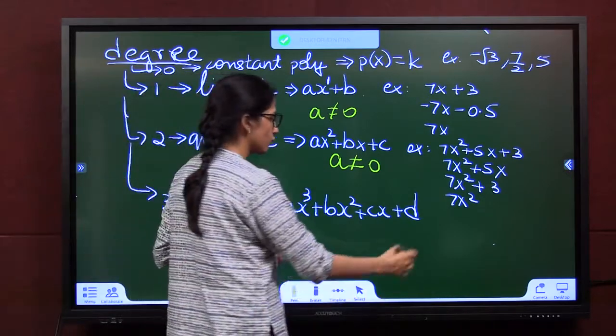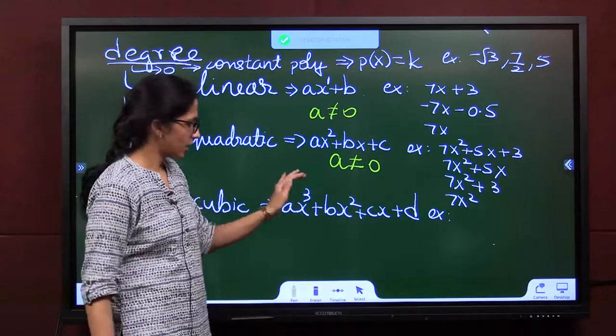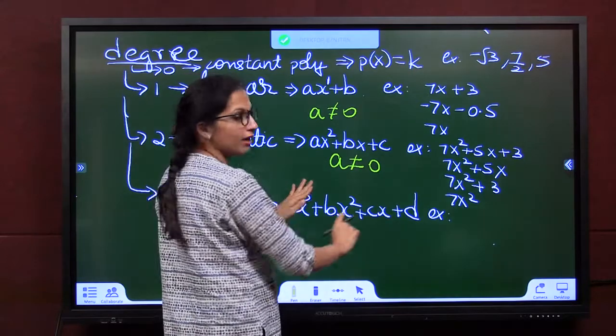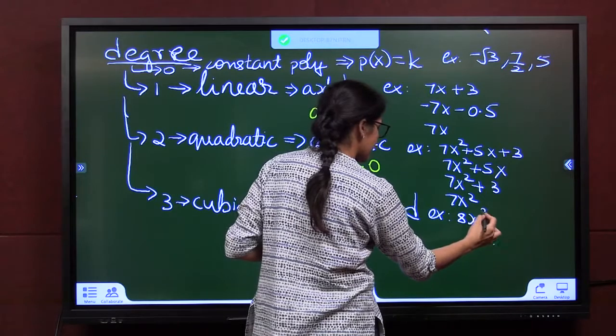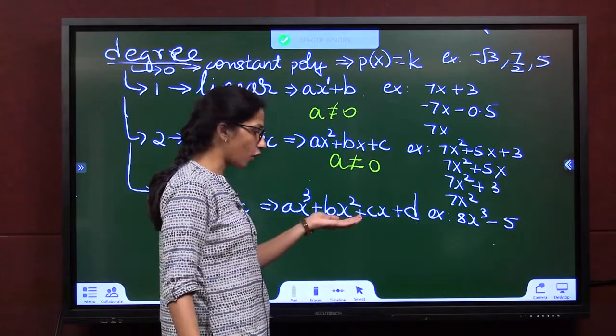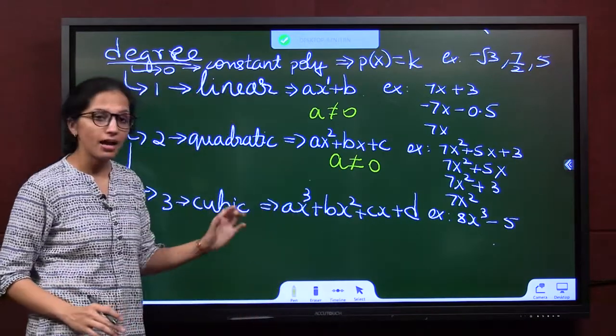Same method, you cannot have a0, because if I make a0, this will vanish. Then the expression becomes a quadratic polynomial, because the highest degree now becomes 2. So you have to be careful. You can have 8x cube minus 5. No problem if the middle terms vanish. No problem if d vanishes. No problem if all 3 vanish. But the x cube term has to be there. This term has to be there.